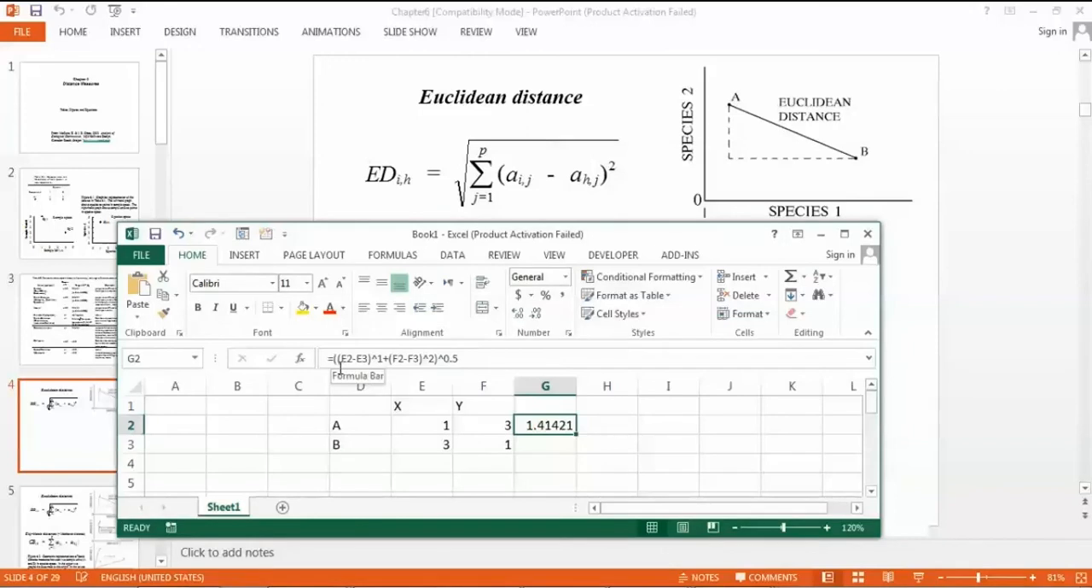When we have only two variables, Jerry, yes, sorry, yes. If the E2 minus E3 is the power of 2, right? You typed power of 1, I think. Oh, sorry, power of 2. All right, 2.8. Yeah, sorry. Thank you.